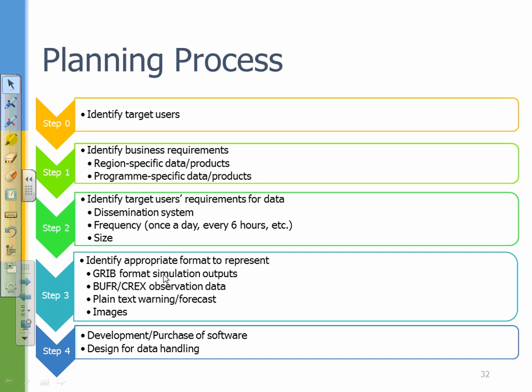And the next step will be to identify the appropriate format to represent the data. Some NWP data will be represented appropriately in GRIB format. Some observation data will be represented in BUFR or CREX. Some forecasts or warnings will be good in plain text. And of course, images, including web pages, will be very effective in some cases. This is the phase of making a decision on which data format is appropriate. And next, the last part is development or purchase of software and designing how you handle all the data and products.